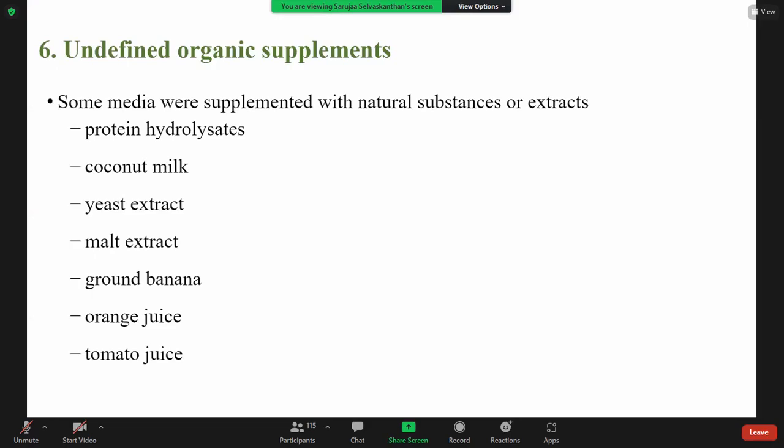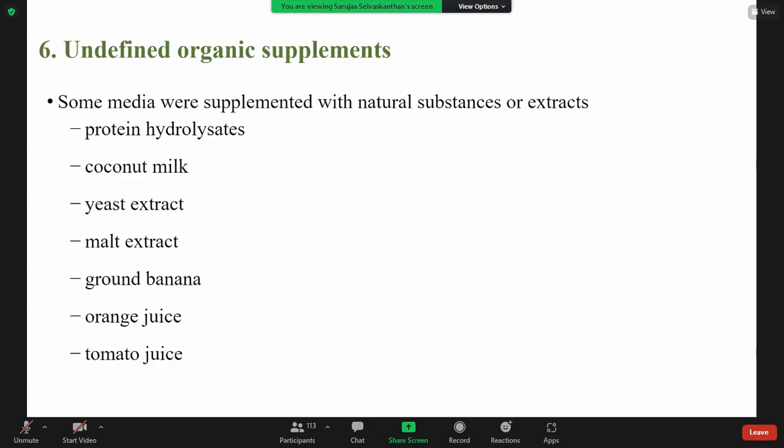And the sixth one, undefined organic supplements, I already told you, these are actually optional. Instead of using plant growth regulators, there are many studies done with undefined organic supplements, right? Coconut milk, yeast extract, malt, orange juice, tomato juice. We can add them and check whether the plant growth regulators are present in these supplements. Coconut milk, coconut water, cytokinin is present, so we can add it in the media, right?